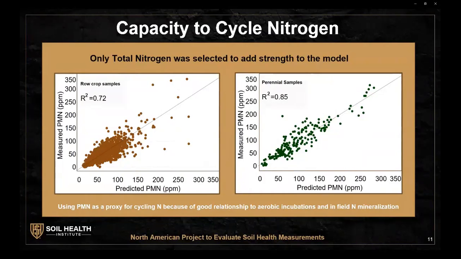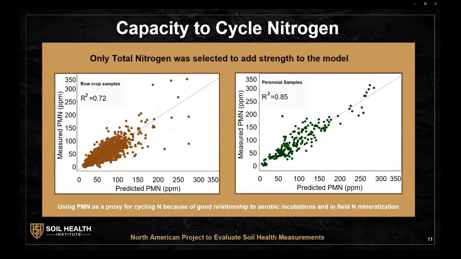But there have been a lot of studies that have related potentially mineralizable nitrogen to aerobic incubations of nitrogen mineralization, as well as those that relate potentially mineralizable nitrogen to field nitrogen mineralization trials. And they found that although it's imperfect, it's a good proxy. But still, there's no commercial labs that really want to run a 7-day anaerobic incubation. And so what we did is we used forward selection regression analysis, and we tried just about every different kind of sets of indicators to see how well we could predict PMN.